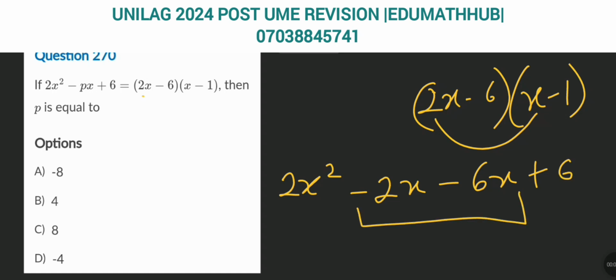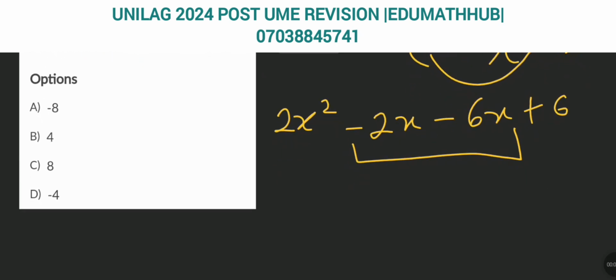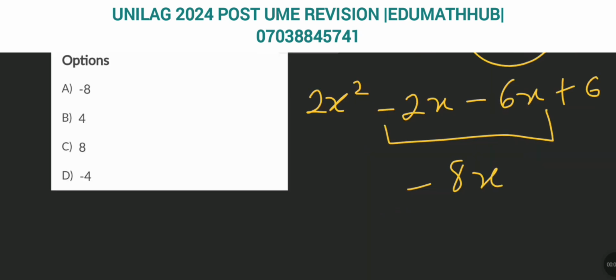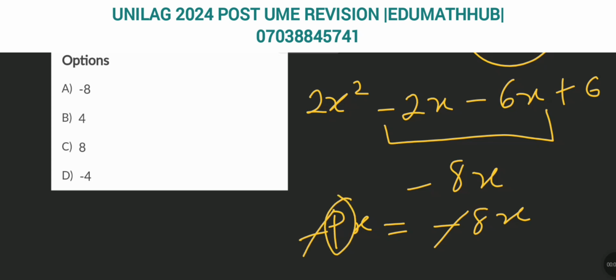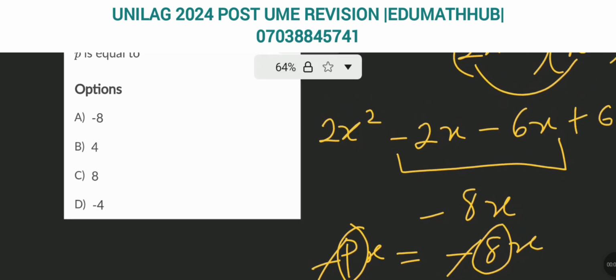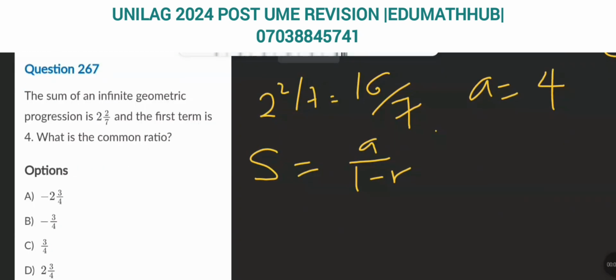So collect the like terms. Minus 2x minus 6x will give you minus 8x. In the next step, all you have to do is compare the values that you have. So minus px will be equal to minus 8x. So just compare both of them. So the negative cancels with the other negative. Then you can see that p is standing as 8. So the correct answer when you move to your options will be p is equal to 8. Okay, so the right answer is option C.